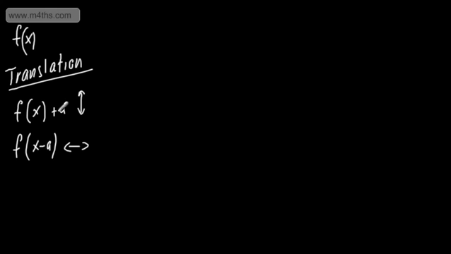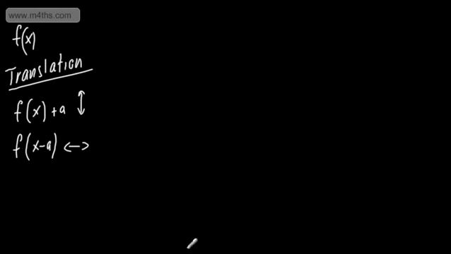So, if it's on the outside, it's going to be changing the y coordinates. If it's on the inside, it's going to be changing the x coordinates. And that's true for all of our transformations. So if it's on the outside, i.e. the a is on the outside, we're changing the y. If it's on the inside, we're changing the x.